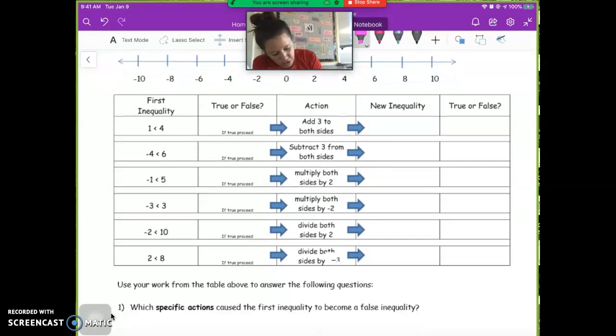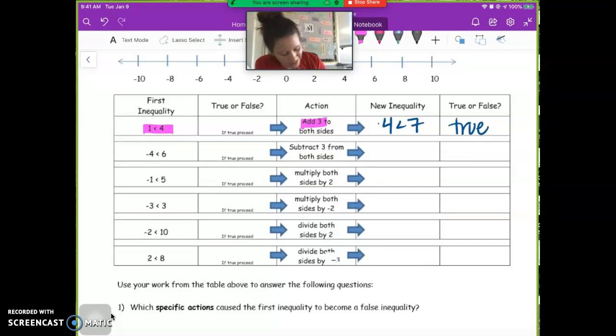So we're going to take this first inequality and do what it says. So we're going to add 3 to both sides. If I add 3 to 1 is less than 4, that is like saying 4 is less than 7. And is 4 less than 7? That's true. Okay, we're going to try to see what happens here in a second.